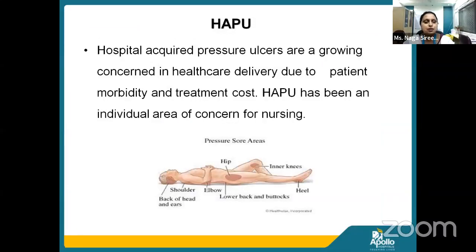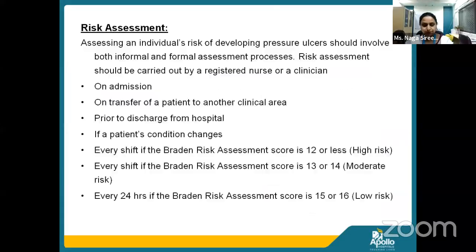Hospital-acquired pressure ulcers are a growing concern in healthcare delivery due to patient morbidity and treatment cost. As I rightly said, falls and pressure ulcers increase the length of stay, and patient satisfaction decreases. Risk assessment: how do you assess risk?